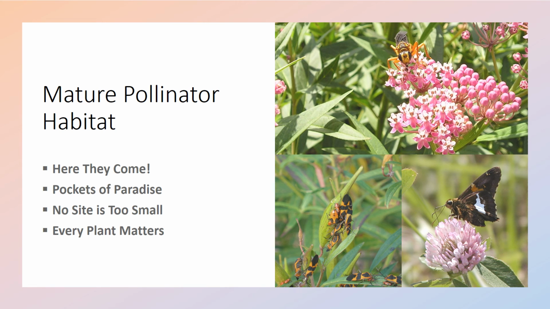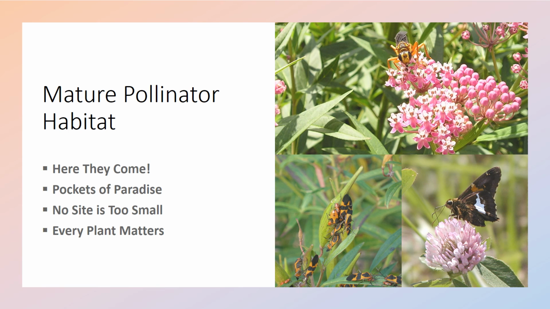So mature pollinator habitat, we're winding down here, but now that you're starting to see more diversity, you're going to start seeing more insects that are using the plants because some of them need certain species to complete their life cycle. And now it's coming up, and if you've got it, they'll find it. So I kind of put here they come, meaning just if you grow it, they'll find it. Pockets of paradise. I realize that most sites are small. It's unique to have the ability to do a larger project.